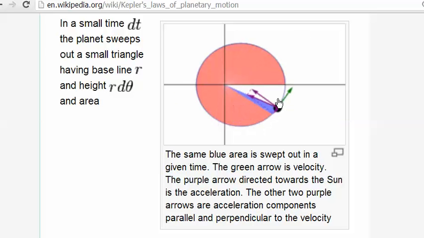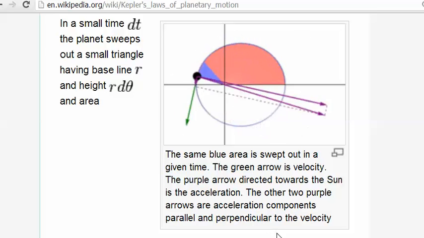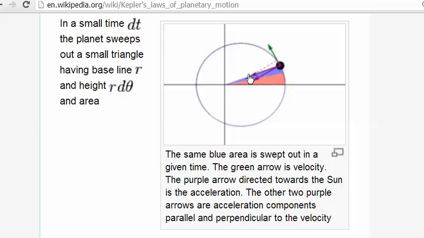The green arrow going around this way is velocity, the purple arrow is the acceleration, and the other two purple arrows are acceleration components parallel and perpendicular to the velocity. So you can see one of the arrows goes right through the center, the point where the sun is. The other two can be split into something parallel to the green arrow and something perpendicular to the green arrow.